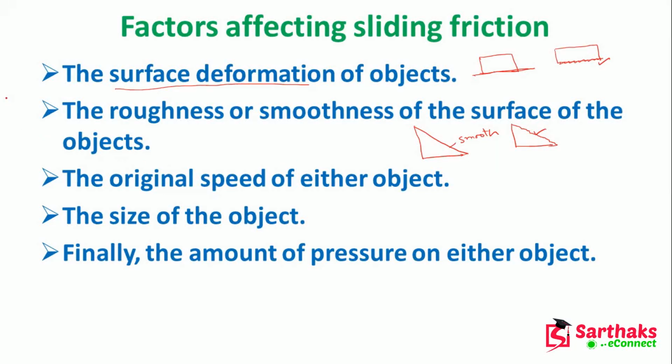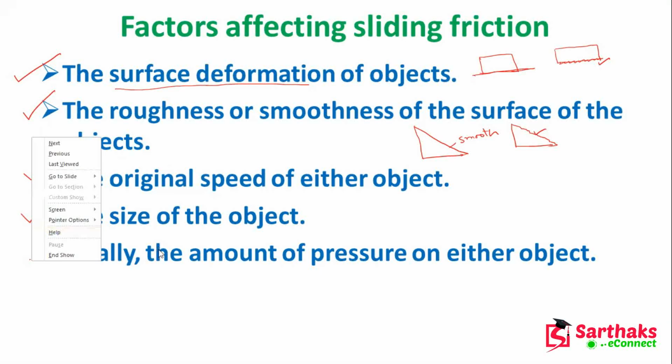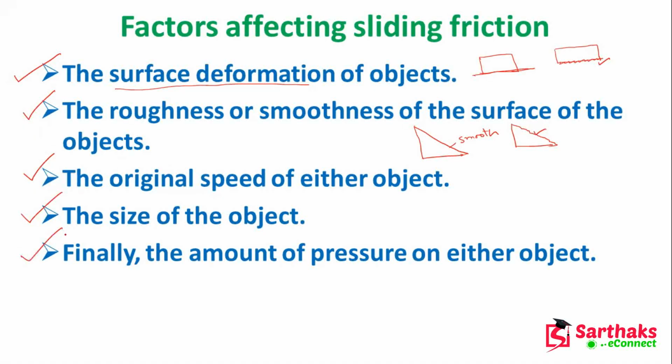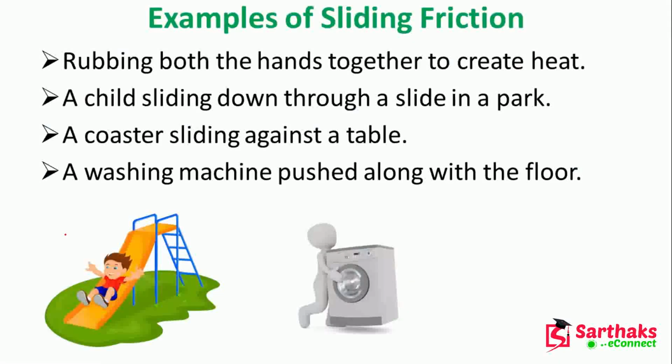So, first point, that is the surface of deformation of object. Second point, the roughness and smoothness of the surface of the object. Third point, the original speed of either object. Fourth point, the size of the object. Finally, the last point, amount of pressure on either object.